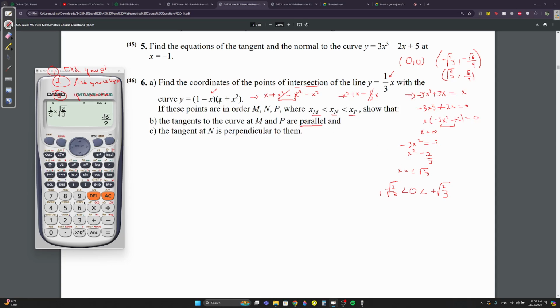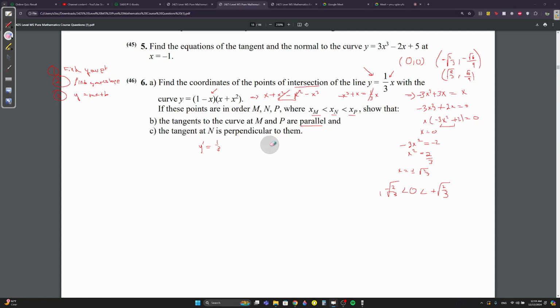Let's see now, the second step is find your slope, right? Substitute your x into the derivative of either one of these. Honestly, I think it would be easier to use 1 over 3x. Okay, so y prime is going to be equal to 1 times 1 over 3, which is 1 over 3.